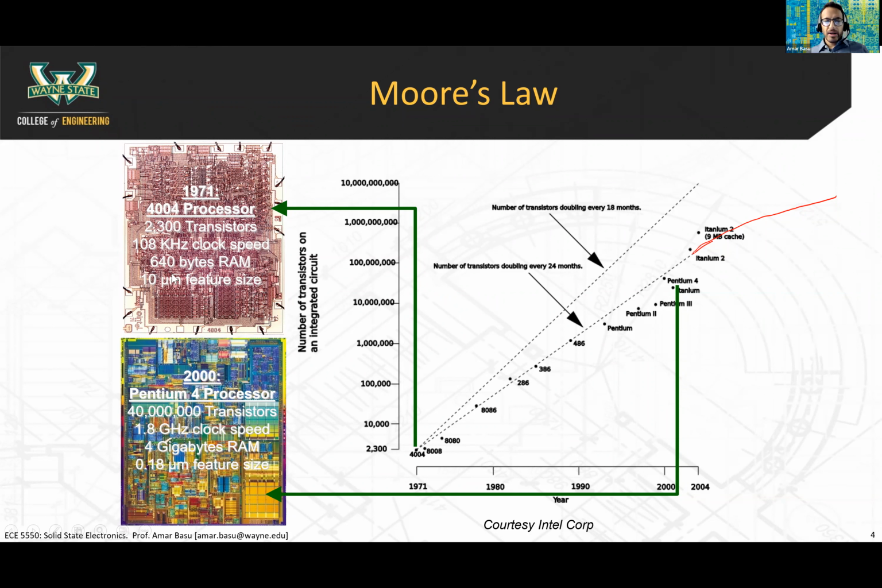Okay. And then I mentioned that you can make memory cells out of transistors. So given that you only had 2,300 transistors on a chip, the amount of memory that you could have on there is 640 bytes. Yes, bytes, not megabytes, not gigabytes, bytes. So it's a pretty small amount of memory. And of course, there were no hard drives in the computers back then.